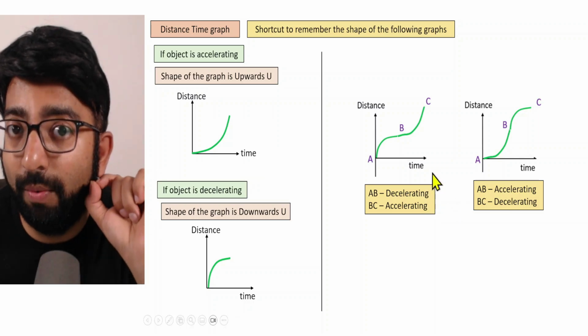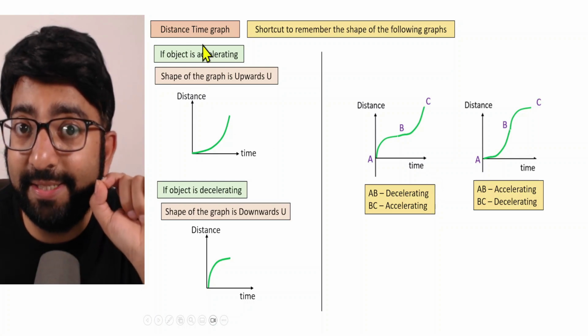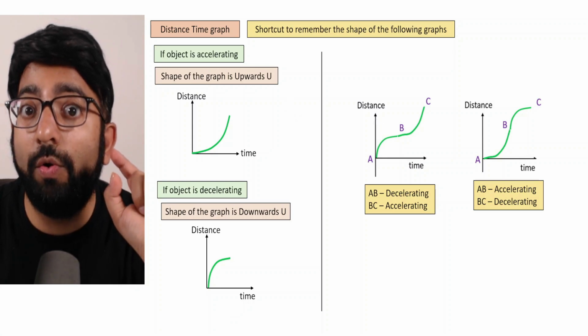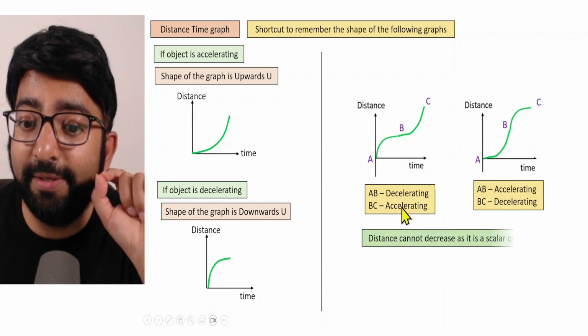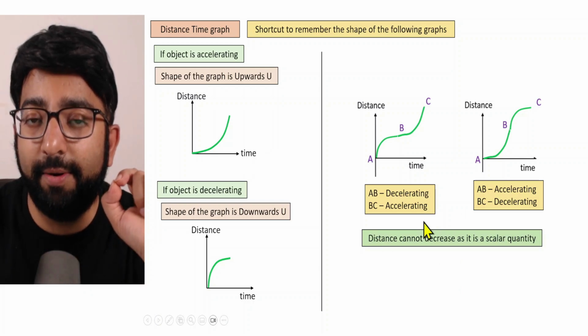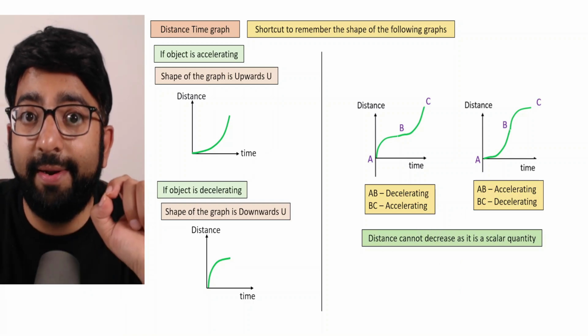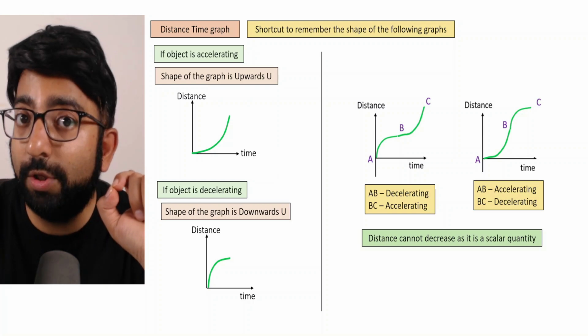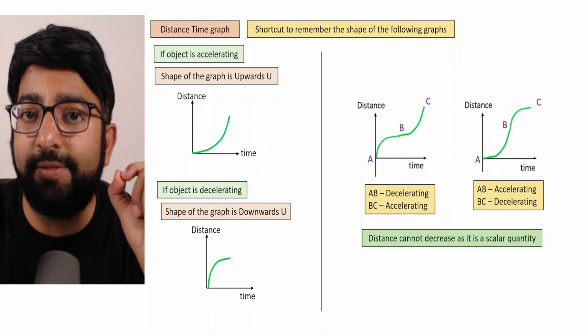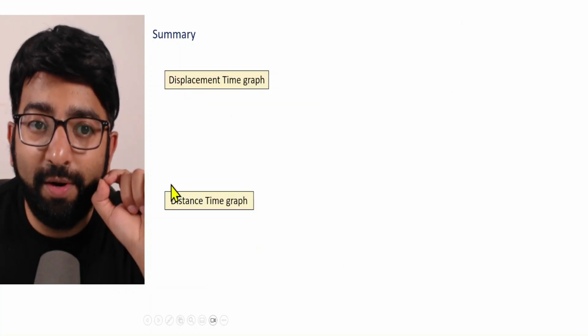But please do remember one important difference between distance and displacement. Displacement is a vector quantity, it can also go negative. But distance, on the other hand, cannot decrease. It's a scalar quantity, it's a number. So distance will be positive and it will keep on increasing even though the particle might be changing directions, but distance always increases. And now let's summarize what we have learned so far.